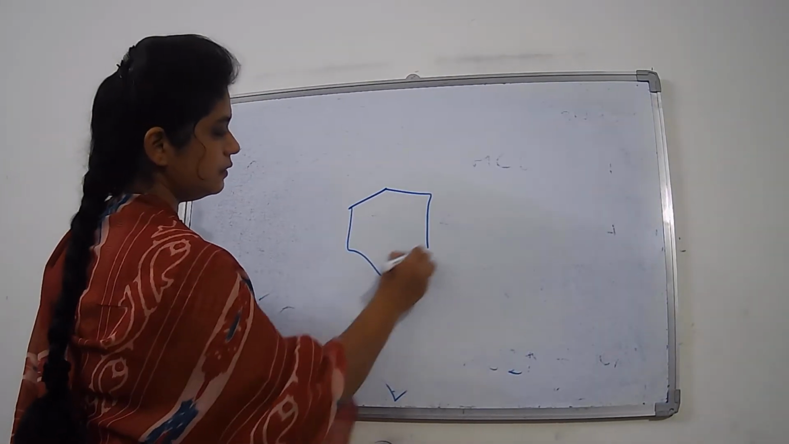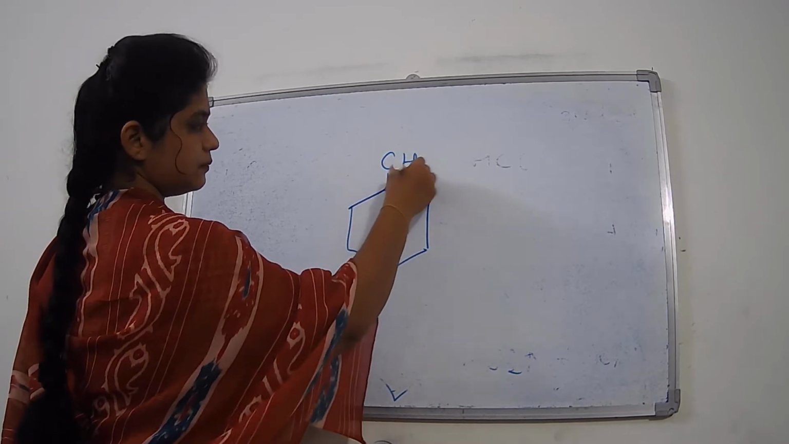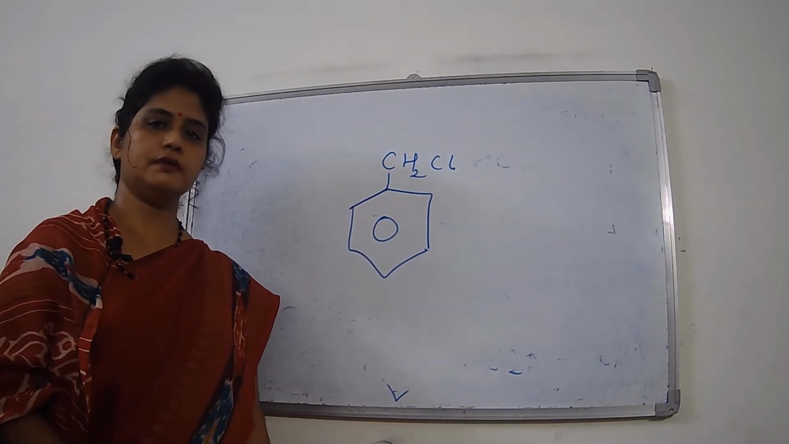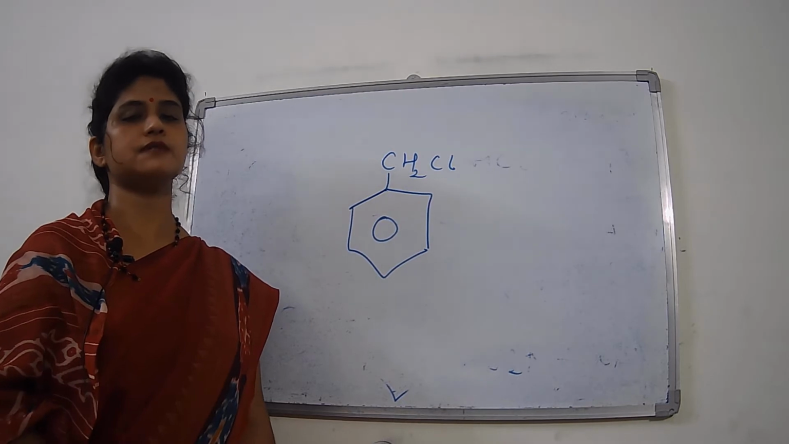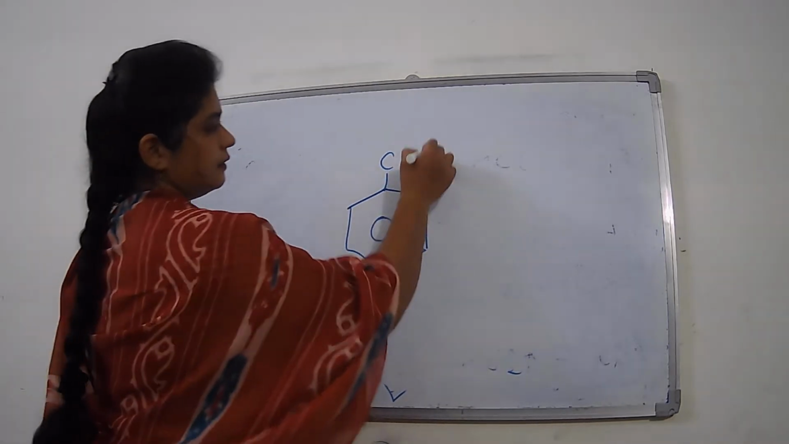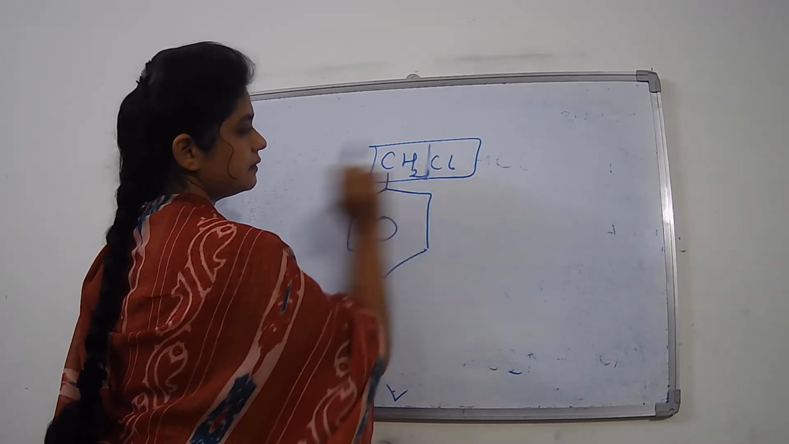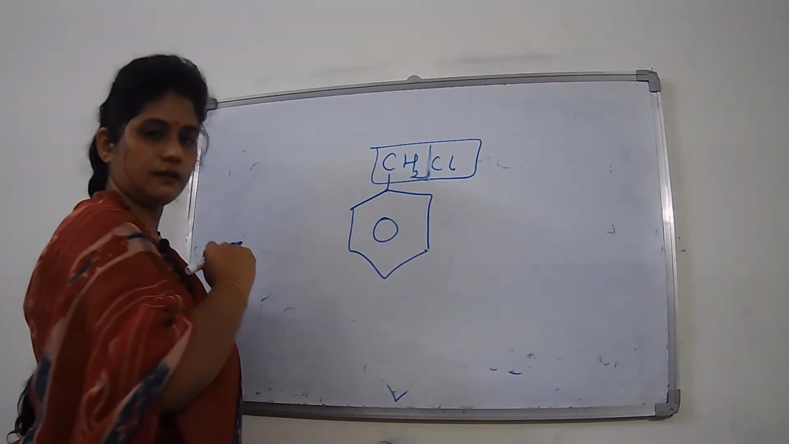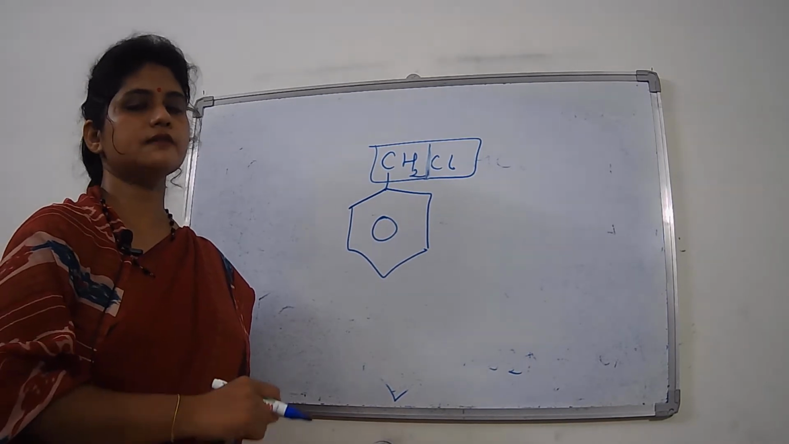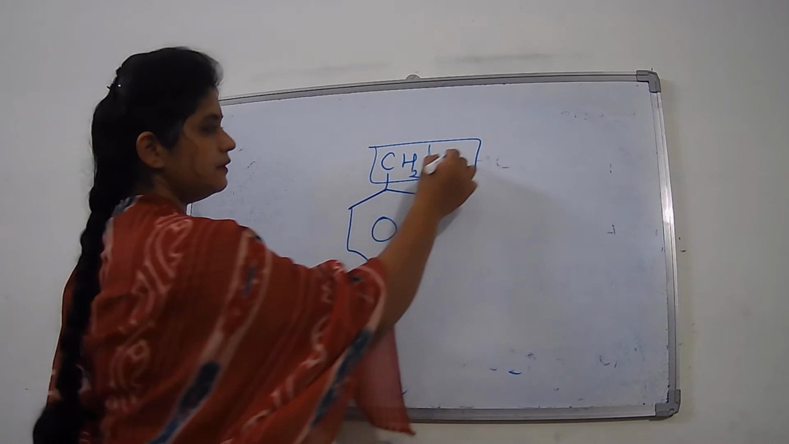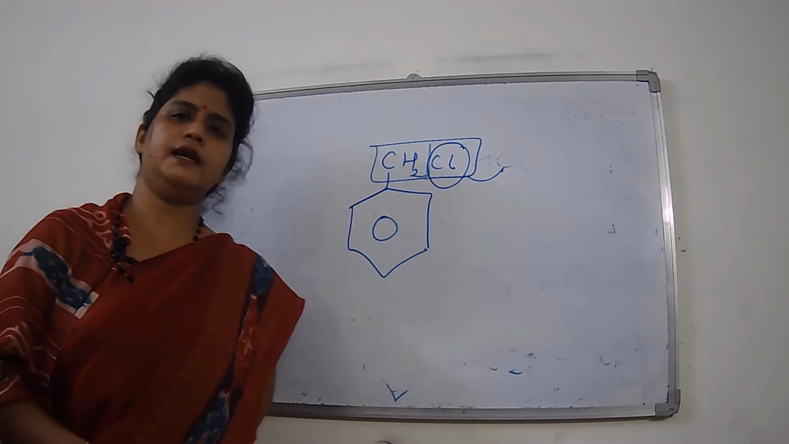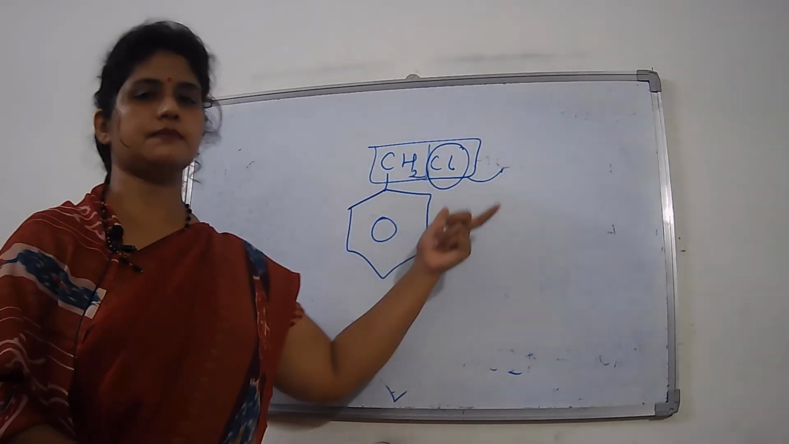As we already know, this is the structure for benzyl chloride. Here two types of reaction can be carried out. Obviously substitution, two types of substitution reaction can be carried out by benzyl chloride. When the substitution takes place at the side chain, that type of substitution is called a nucleophilic substitution reaction. So whenever this Cl gets substituted by OH, CN or another nucleophile, it is called a nucleophilic substitution reaction.